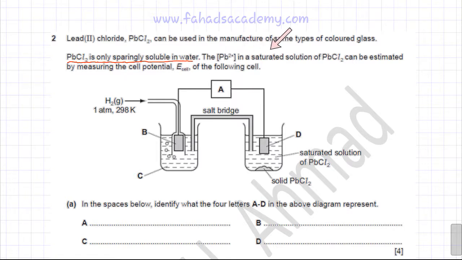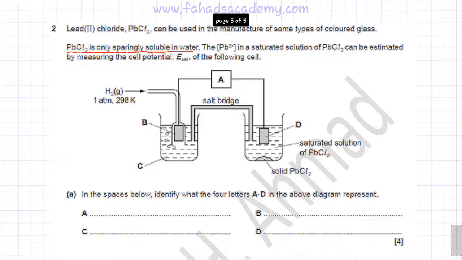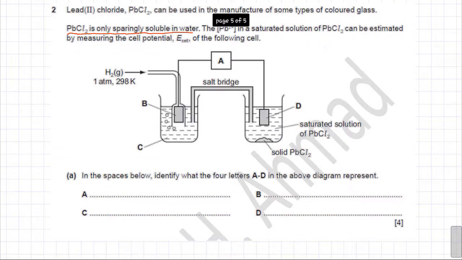So the lead ion concentration in a saturated solution of PbCl2 can be estimated by measuring the cell potential, Ecell, of the following cell. So he's given you a cell, a complete cell. He's trying to measure the Ecell of the following cell, and he's asking you to identify the four letters A to D in the diagram. What do they represent? So the first thing is there's hydrogen gas in this gas jar.